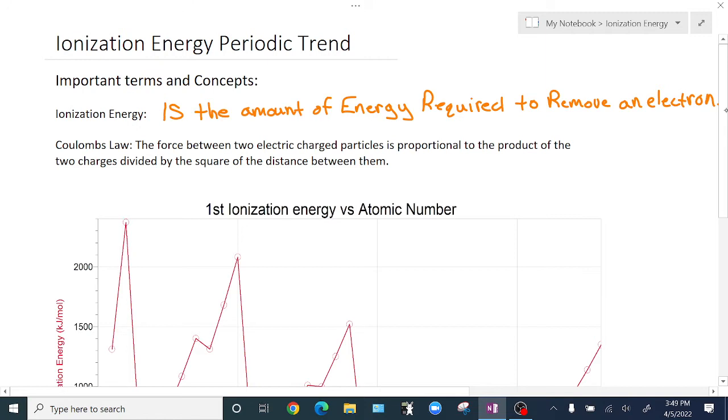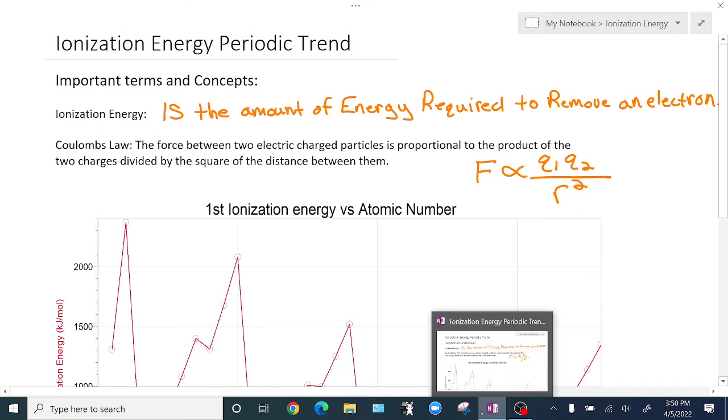The other thing that we need to look at is Coulomb's law. Now, we've investigated Coulomb's law prior to this unit, but so that we can apply Coulomb's law to the observed periodic trend, I wanted to cover it again here. Remember that the force between two electrically charged particles is proportional to the product of the two charges divided by the square of the distance between them. We can summarize that as the force being proportional to the two charges, which we'll label Q1 and Q2, divided by the distance squared, and we'll use R for that.